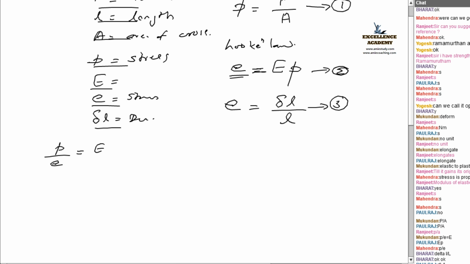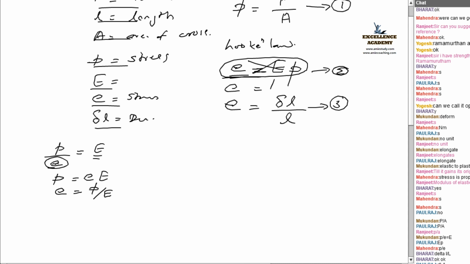All of you please listen. We made a mistake there. Stress p divided by E is equal to strain. Then what is meant by strain there? Stress p equals E into strain. That means small e equals small p divided by capital E. So equation 2, what I have written, is wrong. The right one is small e equals small p by capital E. This is our second equation.